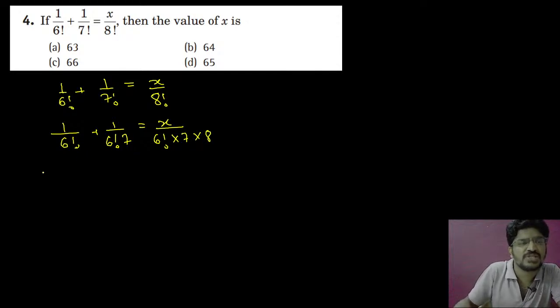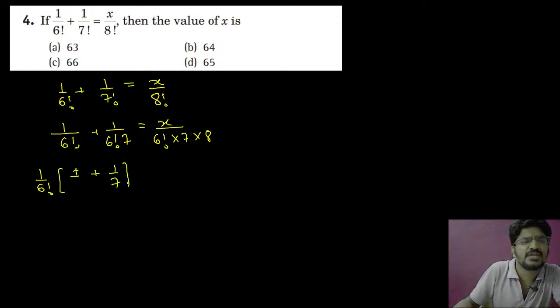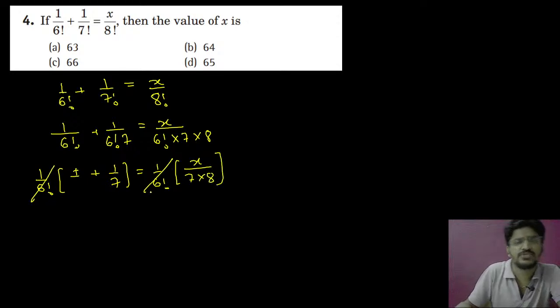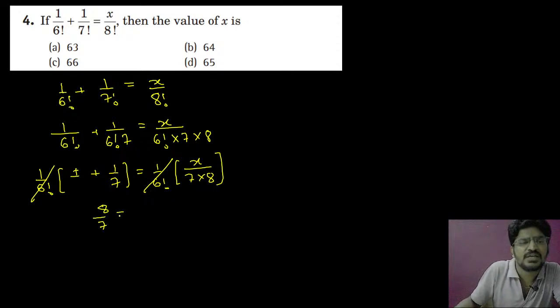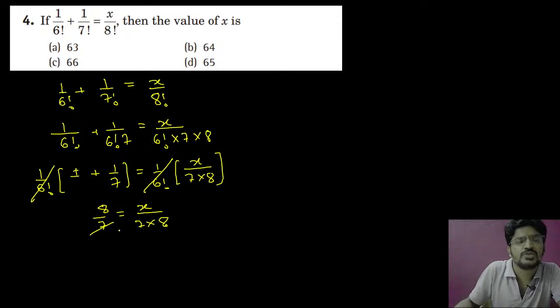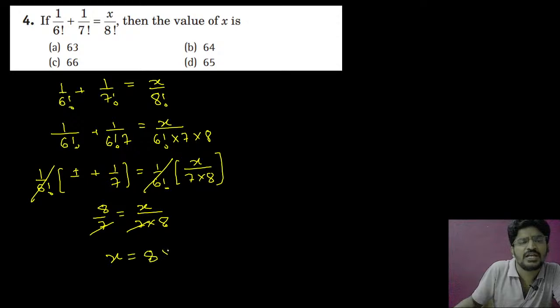So now you can just see, I can take 1 by 6 factorial as common. So here I will remain with 1 plus 1 by 7. So here also you have 1 by 6 factorial into x divided by 7 into 8. So 1 by 6 factorial, 1 by 6 factorial will get cancelled. This will be 8 by 7 equal to x divided by 7 into 8. So here 7 and 7 will get cancelled and x will be equal to 8 into 8, that is 64.